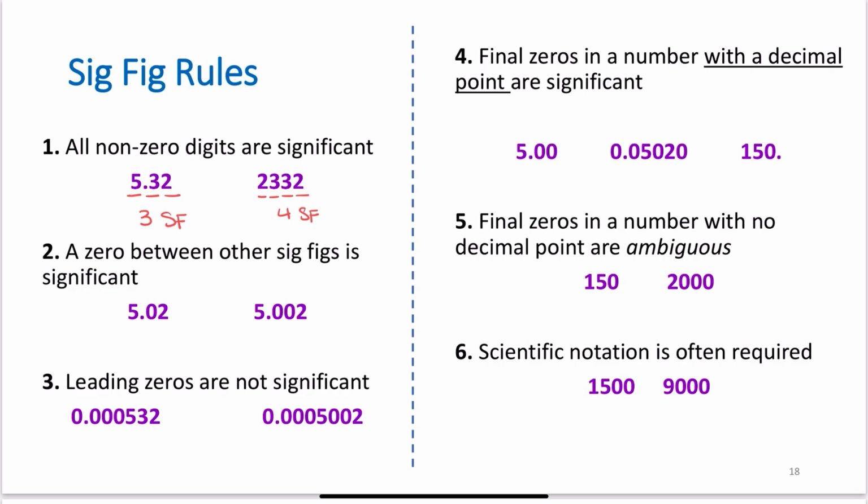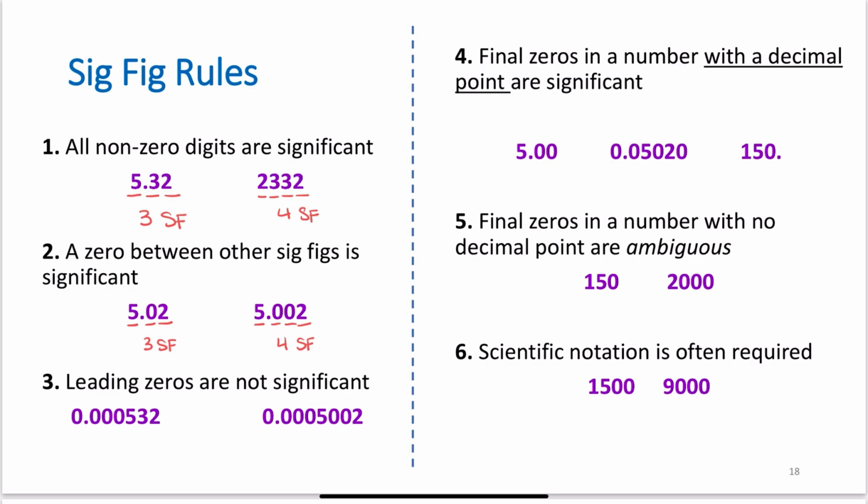If you have a zero that is between other sig figs, it is significant. So what I mean by that is like a sandwiched zero. It is sandwiched between two other sig figs or significant numbers. 5.02, 1, 2, 3 sig figs. That zero in the middle is significant. 5.002, 1, 2, 3, 4. That has 4 sig figs. Both zeros are significant. Even though they're right next to each other, they are both in fact significant.